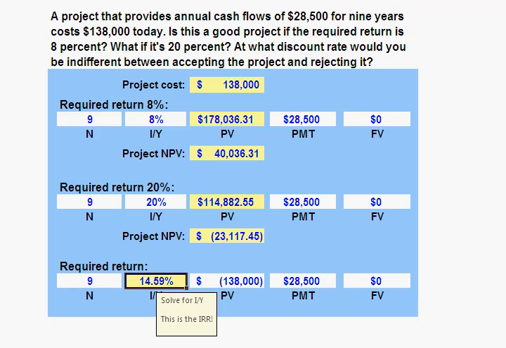If our required rate of return is less than 14.59%, we should accept this project because it will have a positive net present value. If our required rate of return is greater than 14.59%, we'll find the project has a negative net present value, and we will reject the project.